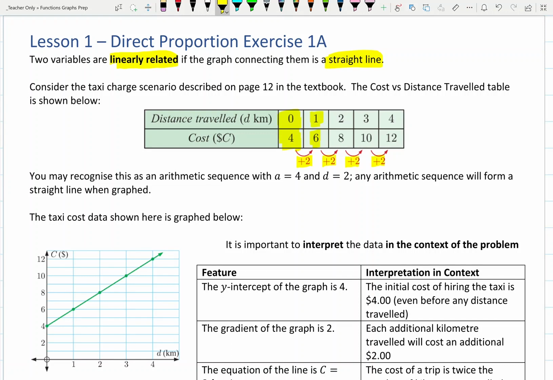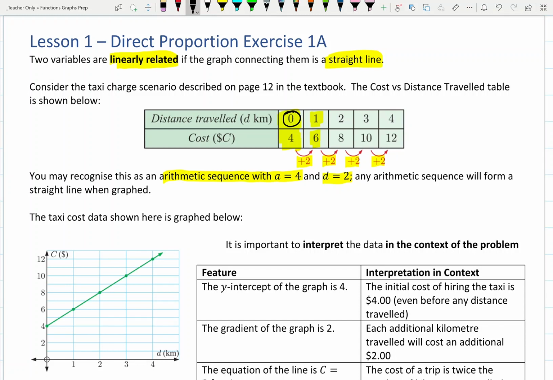And what you might recognise is this is actually an arithmetic sequence where our initial term is 4 and our constant difference is 2. We need to be careful about thinking about them as arithmetic sequences, though, because our first term is actually theoretically our 0th term, and we don't know how to deal with that in arithmetic sequences at the moment. And in fact, we won't. But you should recognise that the numbers form an arithmetic sequence.